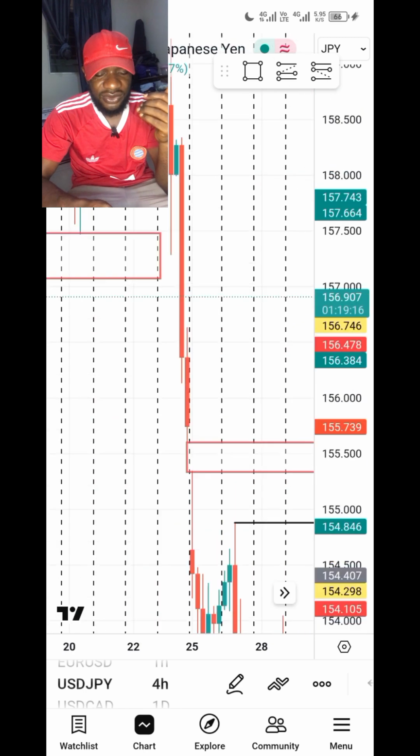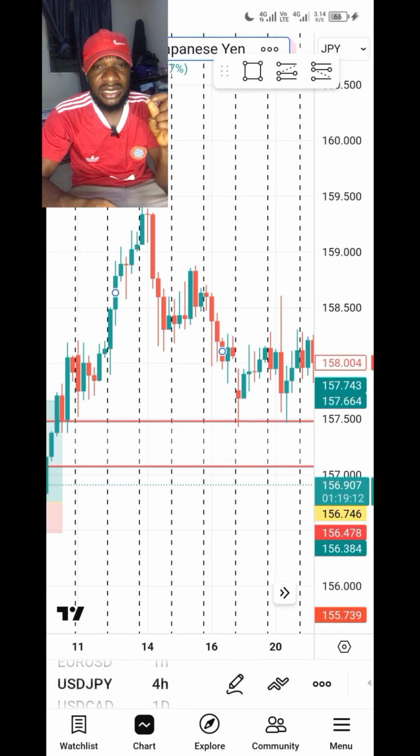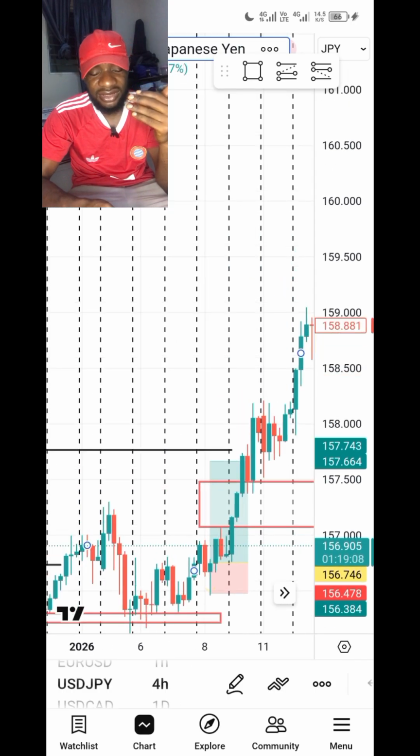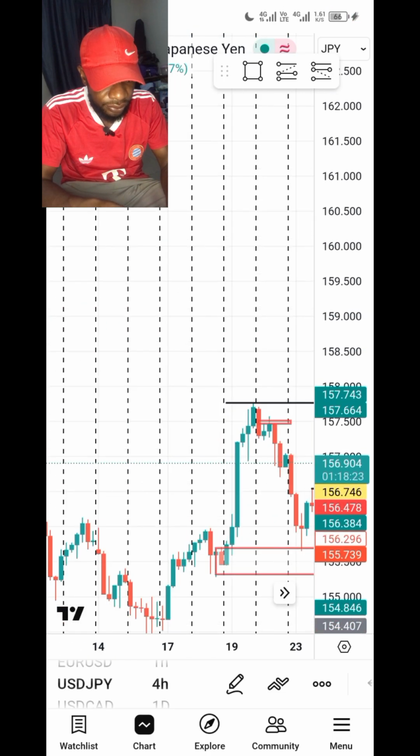So what are you supposed to do? All you are supposed to do, your duty, is to figure out the highs and lows of a candle and the trend of a candle. When you know the trend of a candle, look for the lows of these candles. Once price comes below that, then you target the highs.